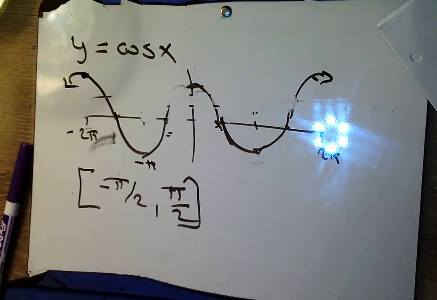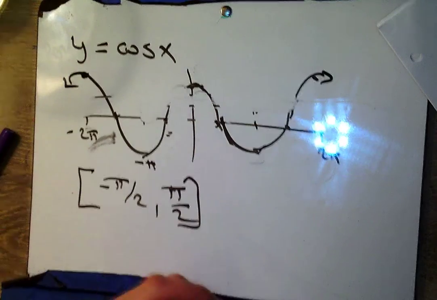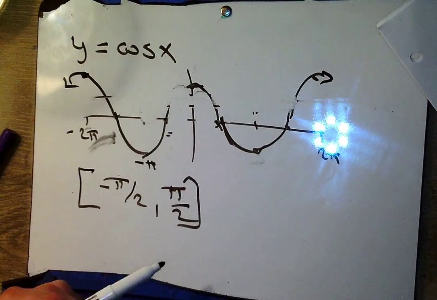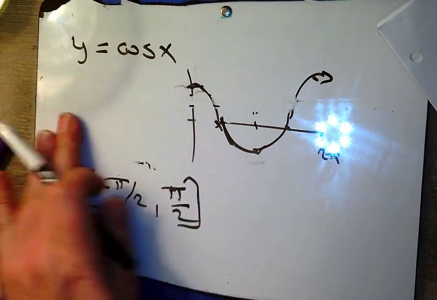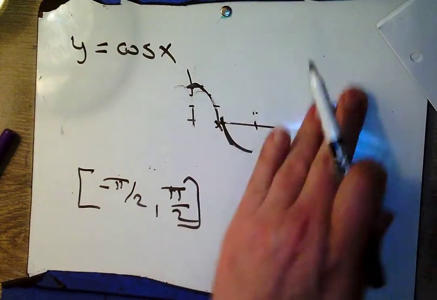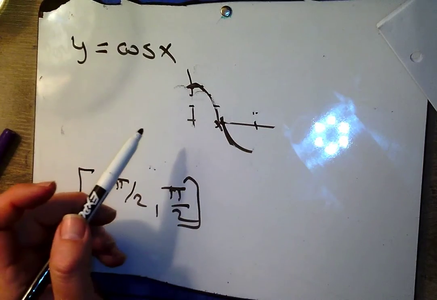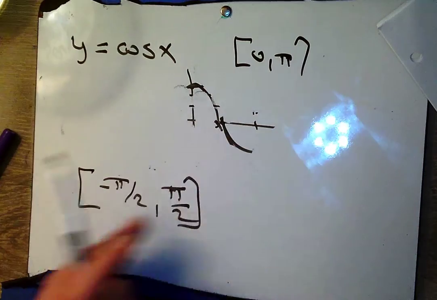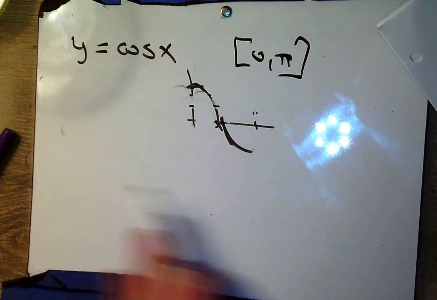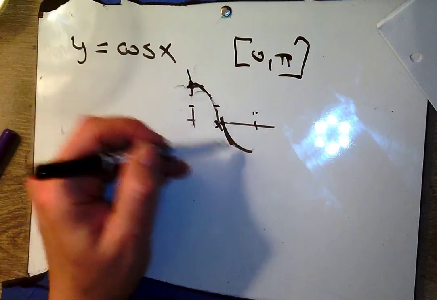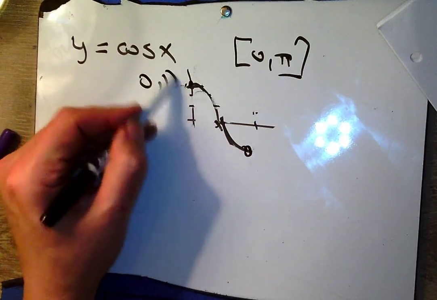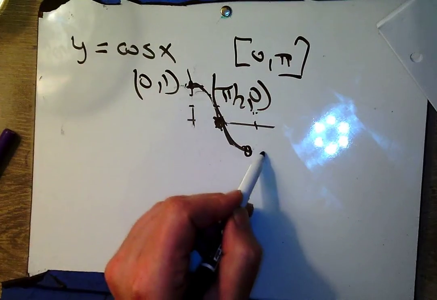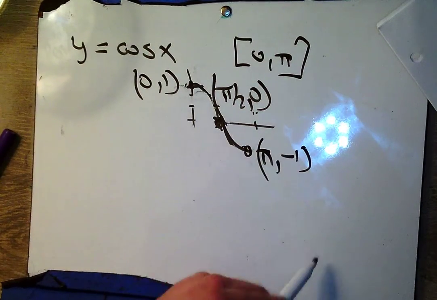Well, what if I want to get all the positives and all the negatives while passing the horizontal line test? And the people who were alive at that time thought that this would be our restriction. So we're going to restrict from 0 to pi. Okay? Okay, so what points do we have here? Well, this would be 0, 1. This would be pi over 2, 0. And this would be pi, negative 1.